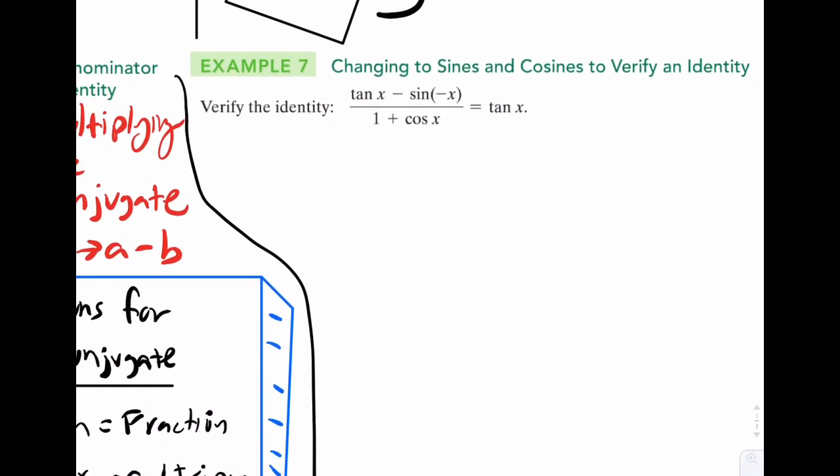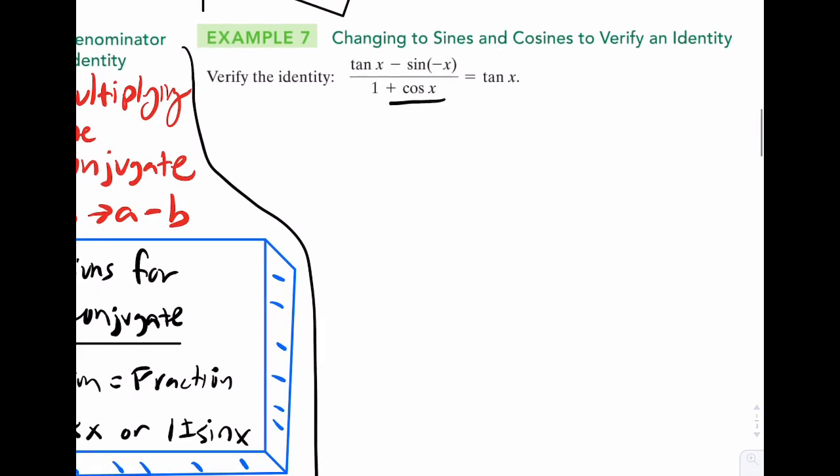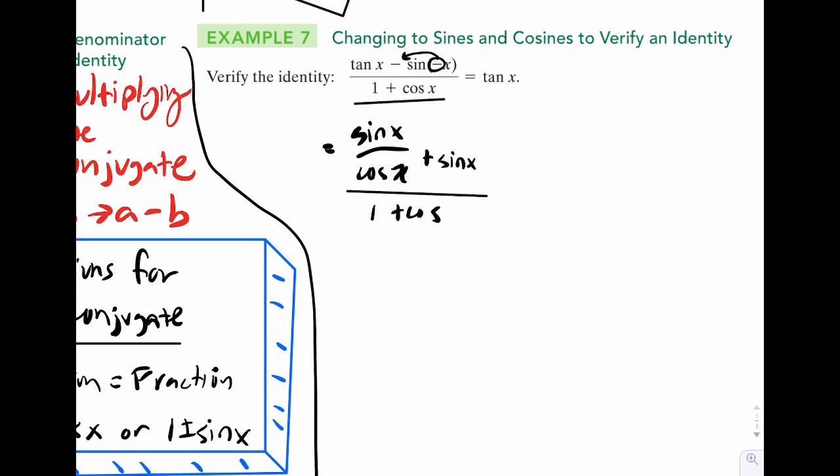So clearly we are going to pick the left side. A lot more stuff to work with here. Equals, so tangent, let's change that to sine and cosine. That's sine over cosine. And then let's take a look at this next part. We see a negative in there. Let's take that out. Remember, sine is odd, so that's plus sine x. And now we have 1 plus cosine x.